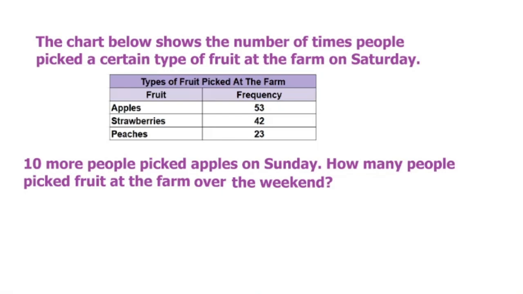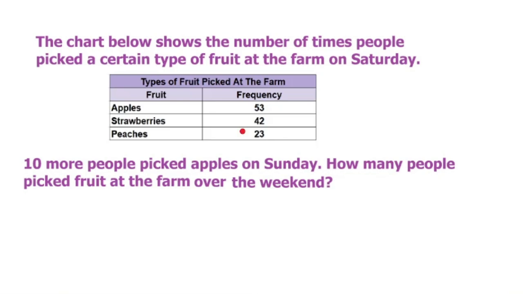In this video, we're going to try to interpret a frequency table. If we have a problem like this that says the chart below shows the number of times people picked a certain type of fruit at the farm on Saturday. So these are the types of fruit picked at the farm. These are the fruits, and this is the frequency. So they picked apples 53 times, strawberries 42 times, and peaches 23 times.